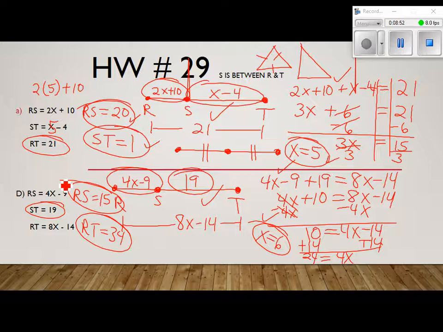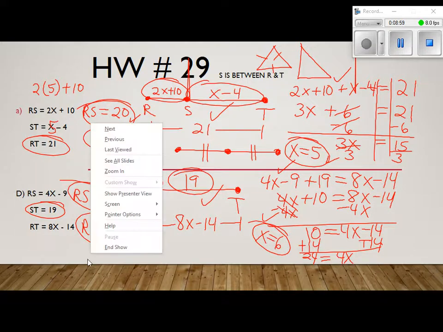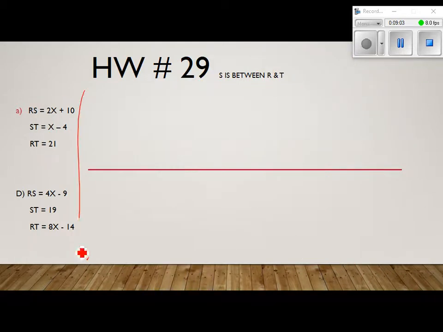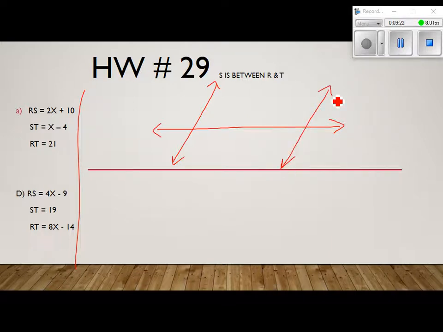27. Using structure, determine whether the statements are true or false. Explain your reasoning. Let me erase this, pointer options, erase all. Forget that this stuff's over here. Try to draw this picture. Ignore that red line. It's going to be hard to do since I'm drawing in red, isn't it? We got that. We got this. We got this over here. We got something that runs like this.